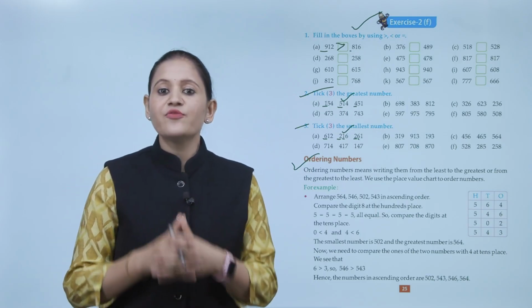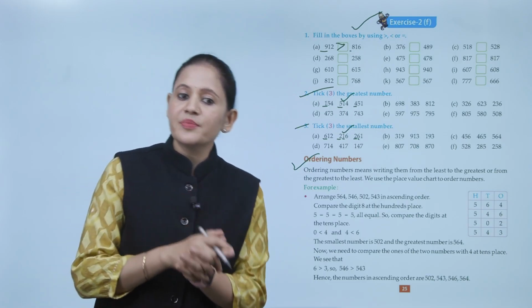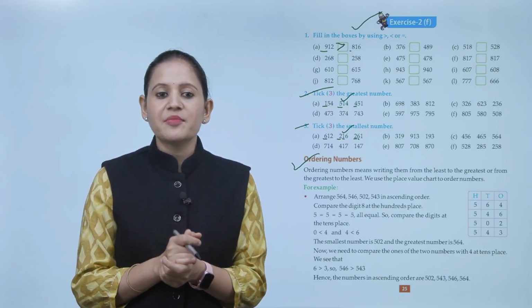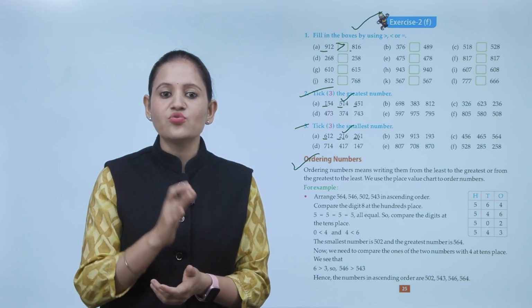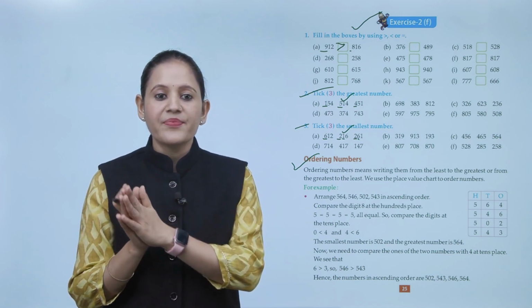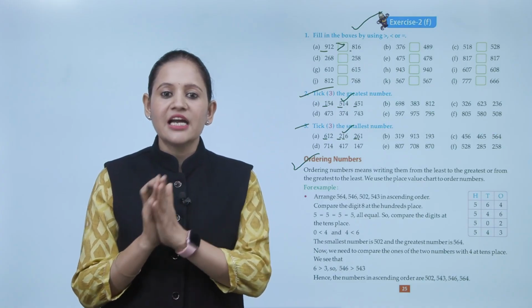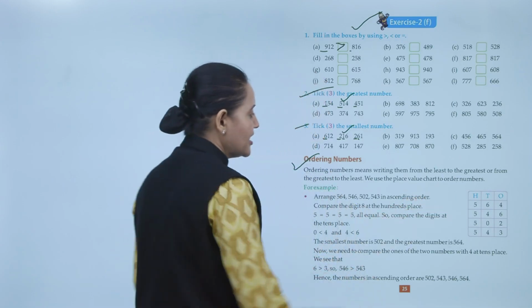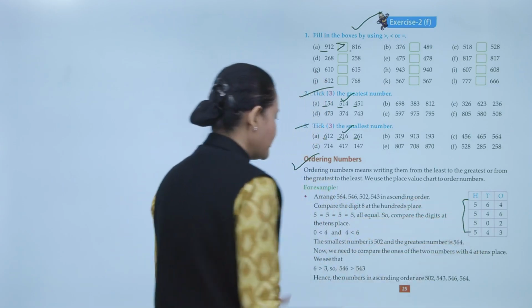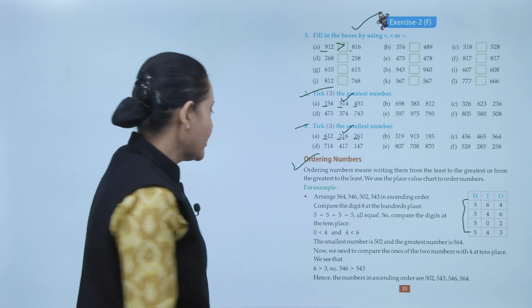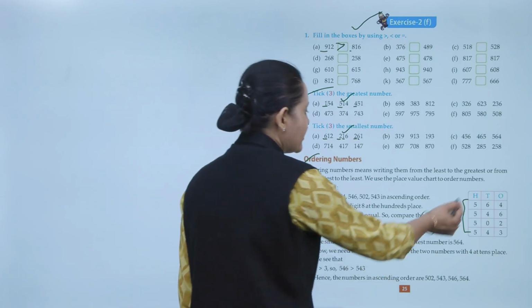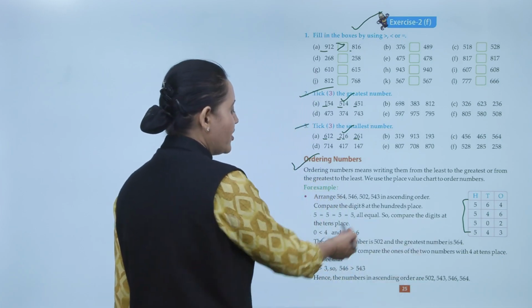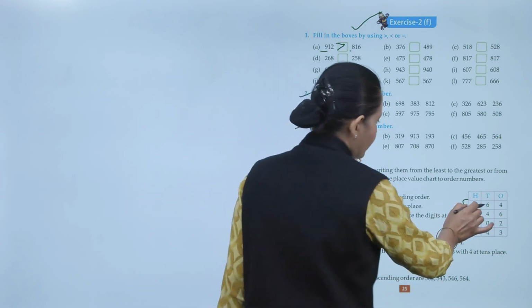Ordering numbers means writing them from least to the greatest or from the greatest to least. We use the place value chart to order the numbers. For example, arrange the numbers 564, 546, 502 and 543 in ascending order. So we'll compare the digit at the 100 place. Clear? So here, इस तरीके से arrange करेंगे. In all the numbers, the digit in 100 place is equal. Clear? So now what we'll do? We will compare the digit at tens place. Tens place, 0 is less than 4 and 4 is less than 6.